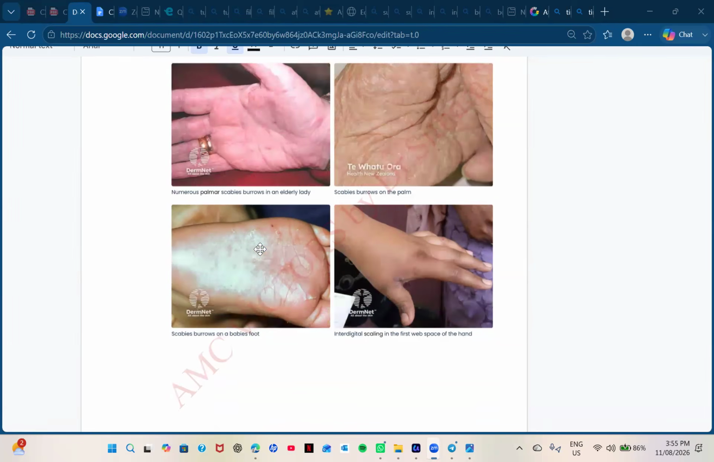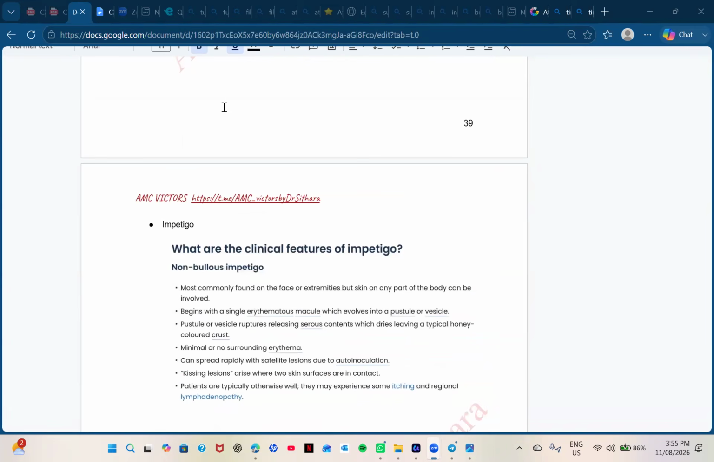Okay, so next one, impetigo. How does it present? We have two types of impetigo, bullous and non-bullous. So which is the severe case, bullous or non-bullous? Tell me. Bullous one, right? Okay, bullous one is associated with what?